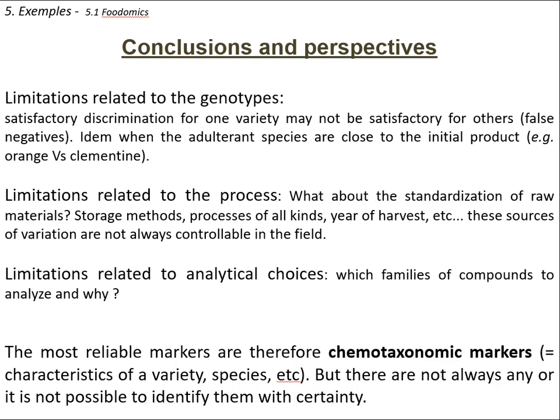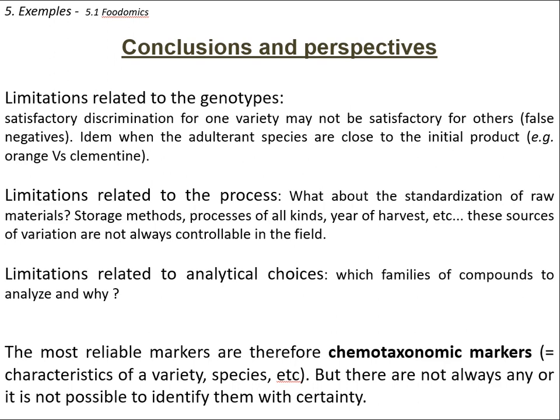You also have limitations, as we saw, that are related to analytical choices. Which family of compounds do you want to analyze? We saw that phospholipids were better at discriminating different types of rices than primary metabolites. So it really depends on the machine you have and on the kind of analysis you do. Your development for chromatography and the choices you make will strongly impact the result.